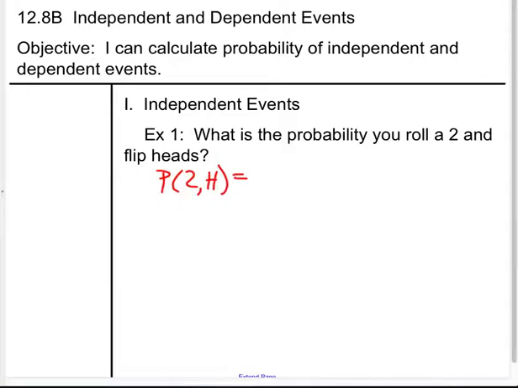So in the last lesson, we saw how to calculate the probability if it was an or probability, and we added those probabilities together. With and probabilities, we are going to multiply. Anytime you see the word and in a probability, you'll want to multiply. When you see the word or, you're going to want to add. So the probability that we roll a 2 is 1 out of 6, and we're going to multiply. The probability that we flip heads is 1 out of 2. Remember, when we multiply fractions, we multiply straight across, so we get 1/12.